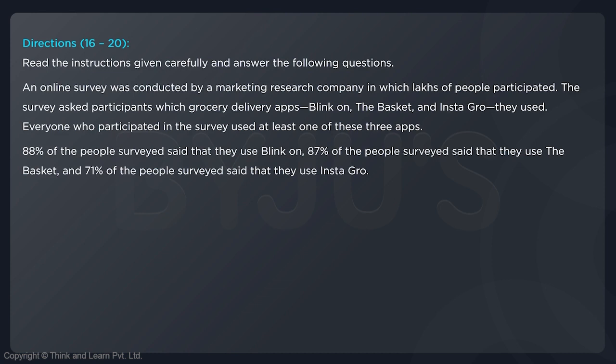88% of the people surveyed said that they use Blinkon, 87% said that they use The Basket, and 71% said that they use Instagrow. So this question looks like a question on set theory. Let's look at the questions and understand whether it's a set theory question, a question based on percentage, or a reasoning based DI.